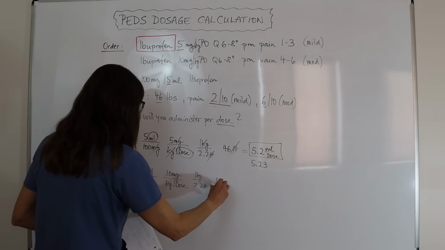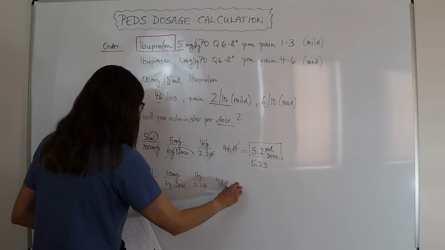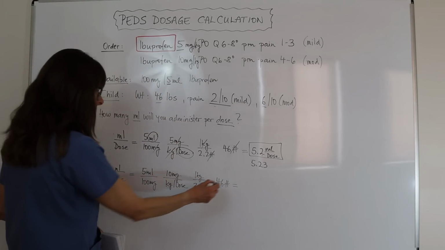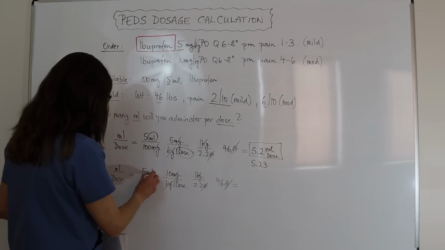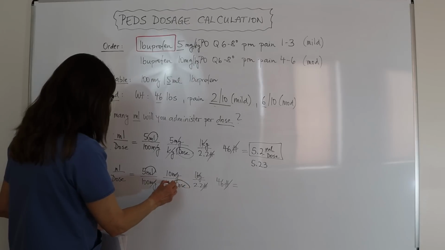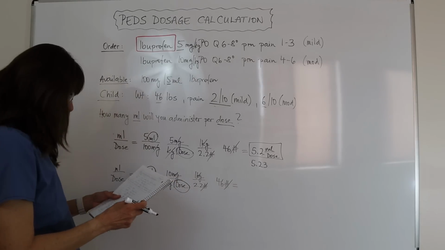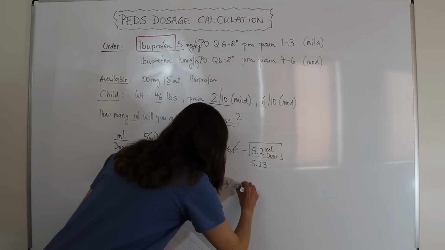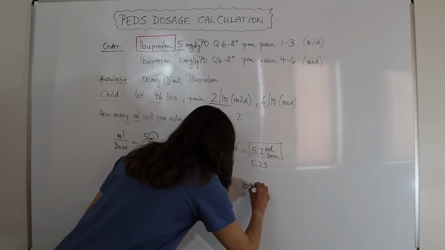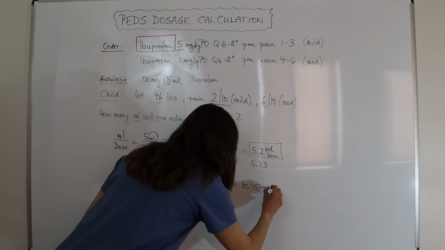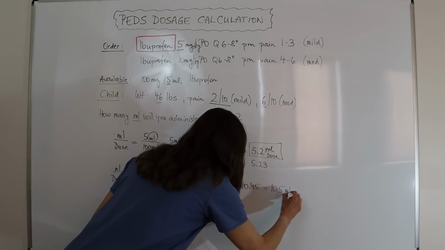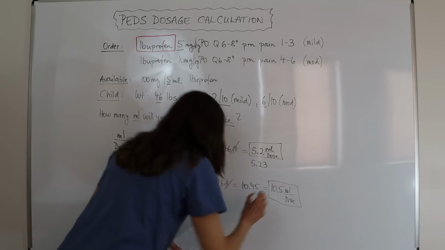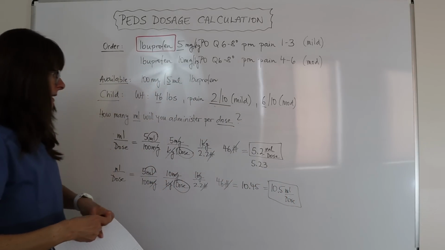and our patient weight. All right, same scenario, so I'll go ahead and cross cancel. Kilo, milligram. I'm left with milliliters per dose. And I'll go ahead and do my calculation, and this one comes out to 10.45, which I'm then going to round off to 10.5 milliliters per dose. So this was our second scenario.